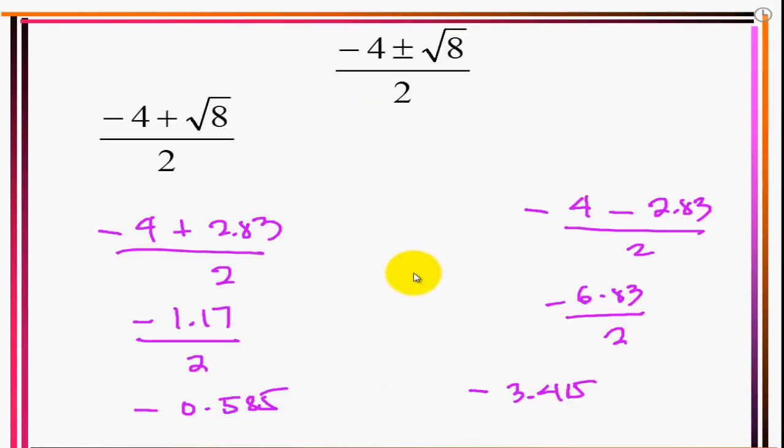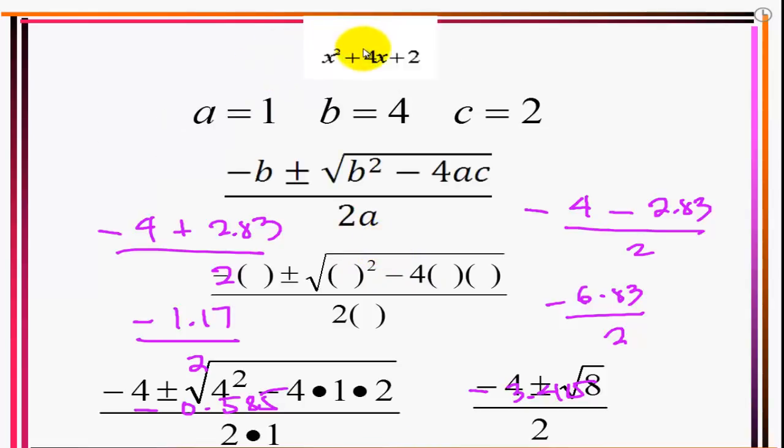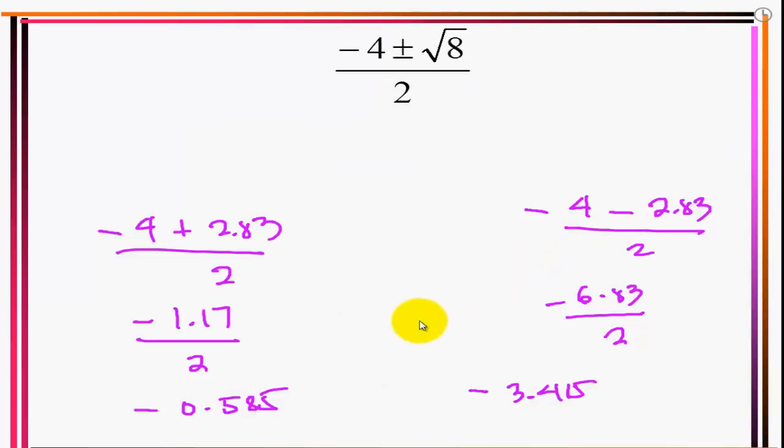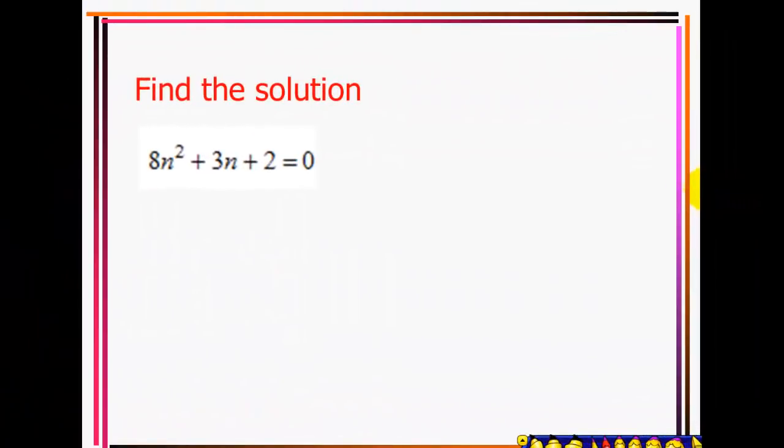Okay, so this is one of the advantages of using your quadratic formula. So using factoring, as you notice, we were not able to find the solution of x squared plus 4x plus 2. Okay, but using quadratic formula, we're able to find the two solutions. All right, let's have our last example. Let's find the solution of this quadratic equation using quadratic formula.